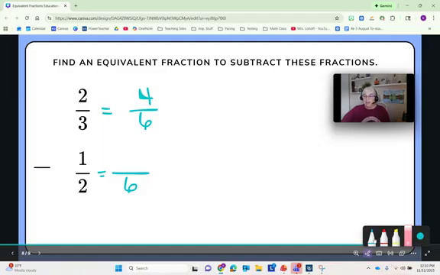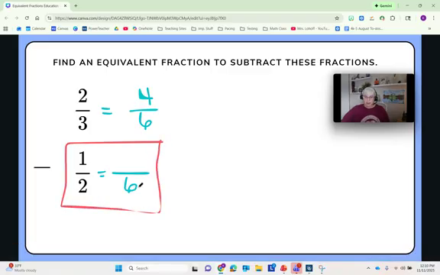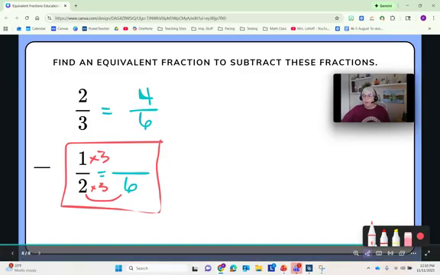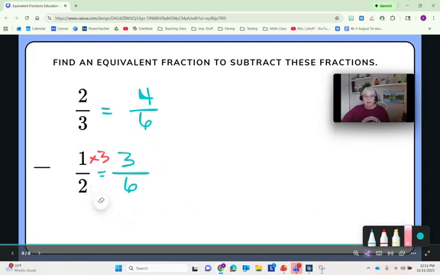Now let's change the bottom fraction. We need to create an equivalent fraction here. We have 1/2. We want a new fraction where the denominator is 6. So going from 2 to 6, you multiplied 2 times 3. You have to then multiply the top times 3. 1 times 3 is 3. 1/2 is equivalent to 3/6.